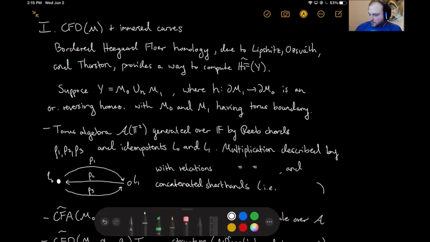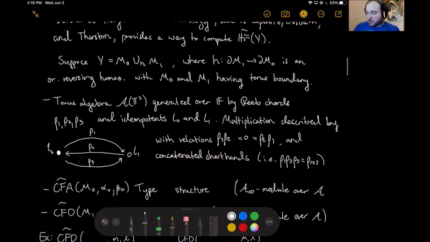We also have trivial relations. Rho 3 rho 2 is 0, and rho 2 rho 1 is 0. And then convenient shorthands, where we might write rho 1, rho 2, rho 3, shorten that down to rho 1, 2, 3.